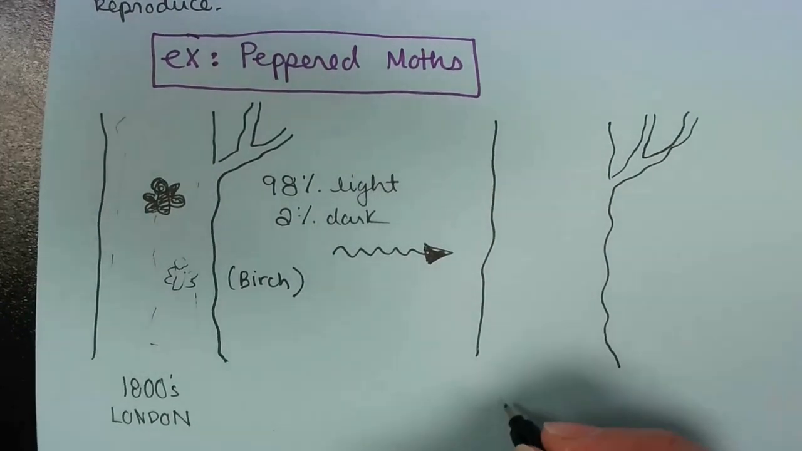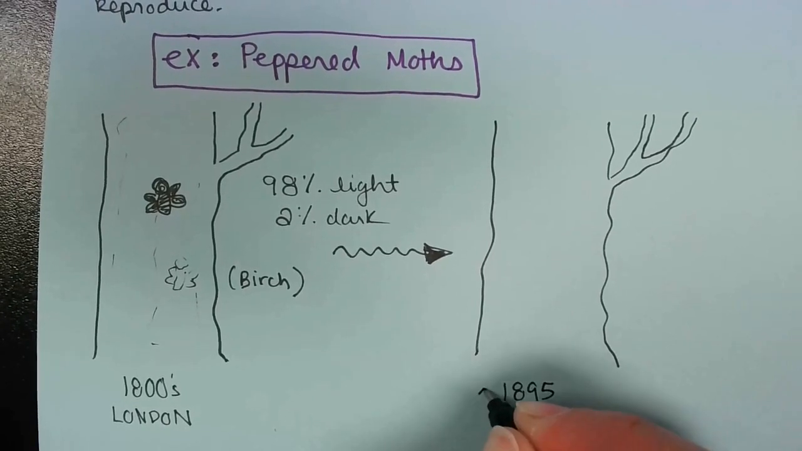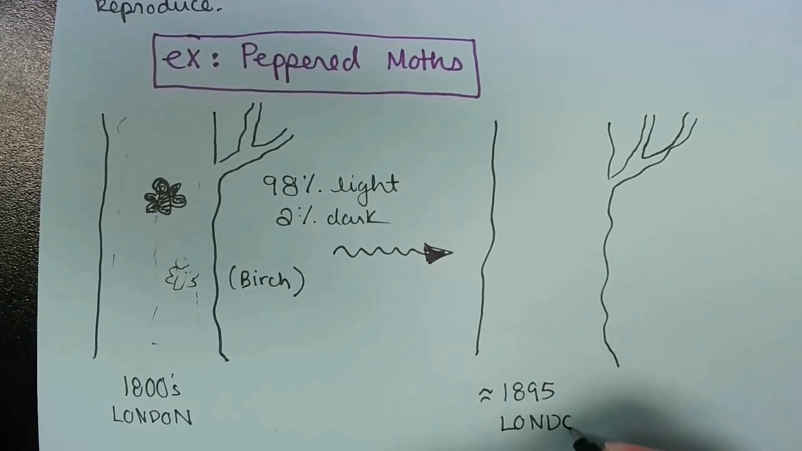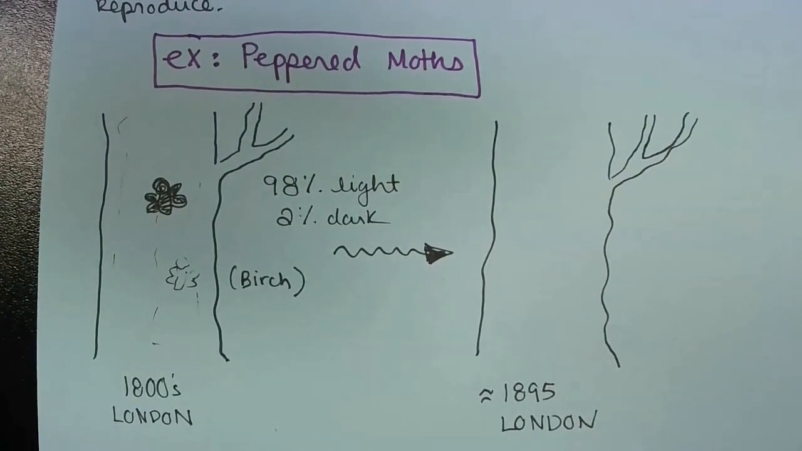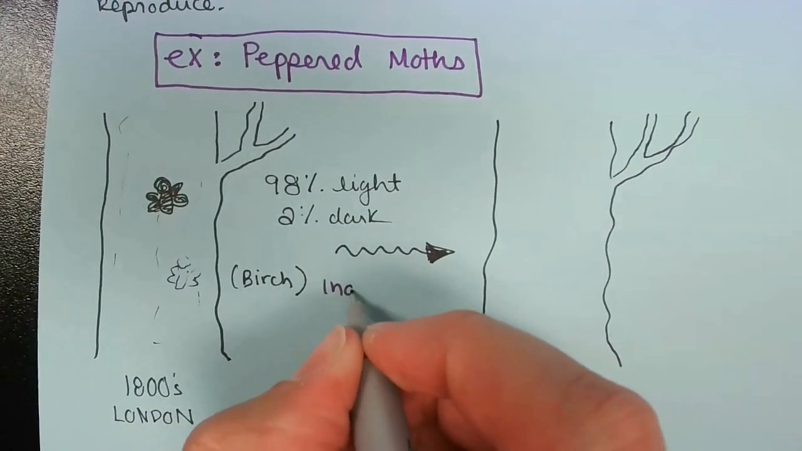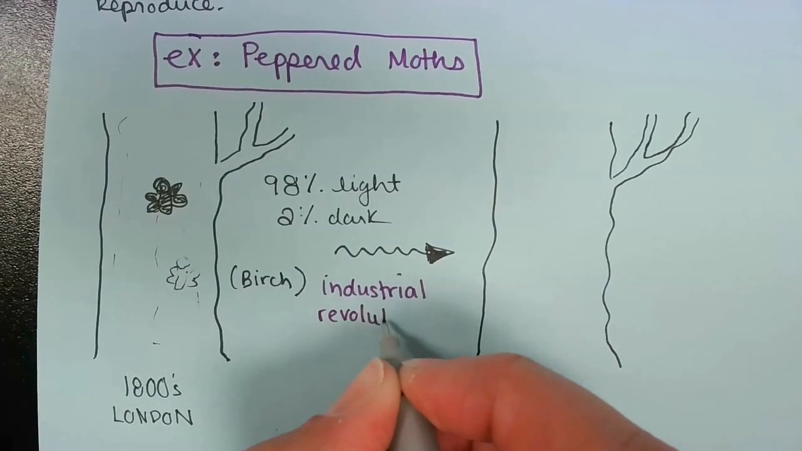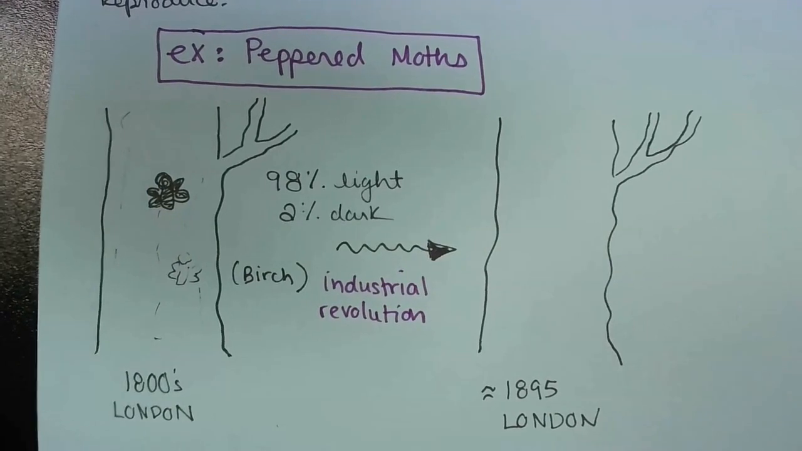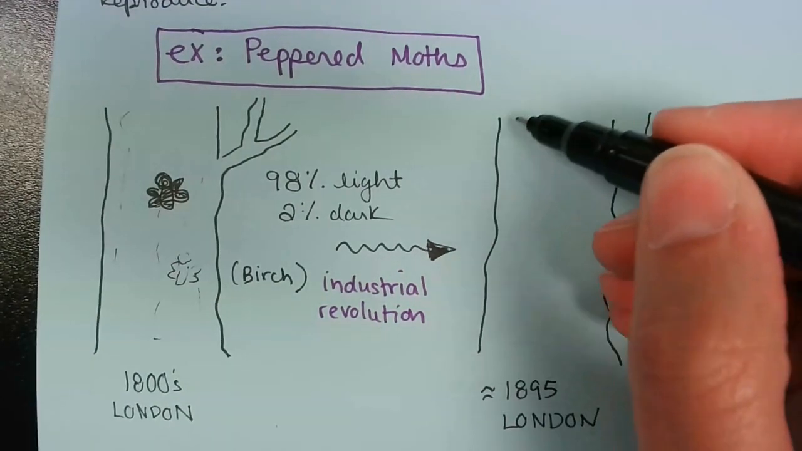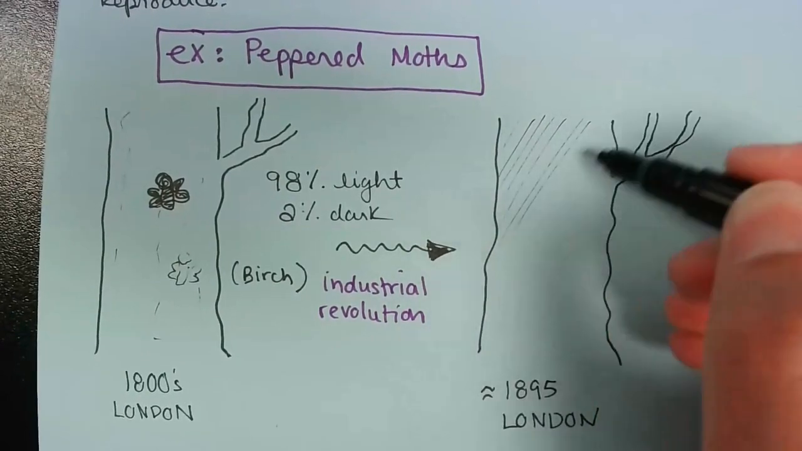Outside of London, but now it's about 1895. London has undergone and experienced a phenomenon known as the Industrial Revolution, which means they started having more factories, building big plants that ran on coal. Well, if you've ever burnt coal, it tends to produce a dark smoke that creates lots of pollution in the air. That pollution started to build up on the trees.